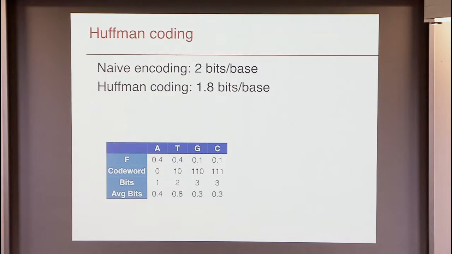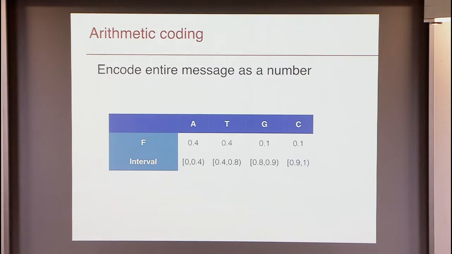Another old technique, and I'm covering these because they are essential to many of the state-of-the-art compressors, right? These are really tools that are still being built upon. So arithmetic coding encodes an entire message as some number, some high-precision number. And the way it does this is it divides up the number line between 0 and 1.